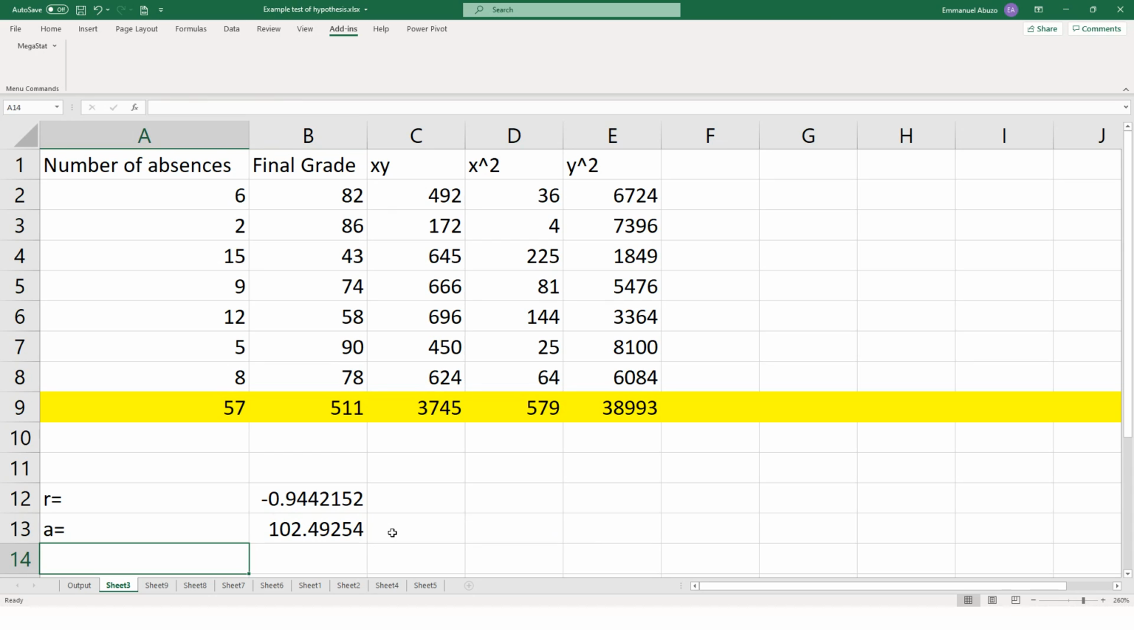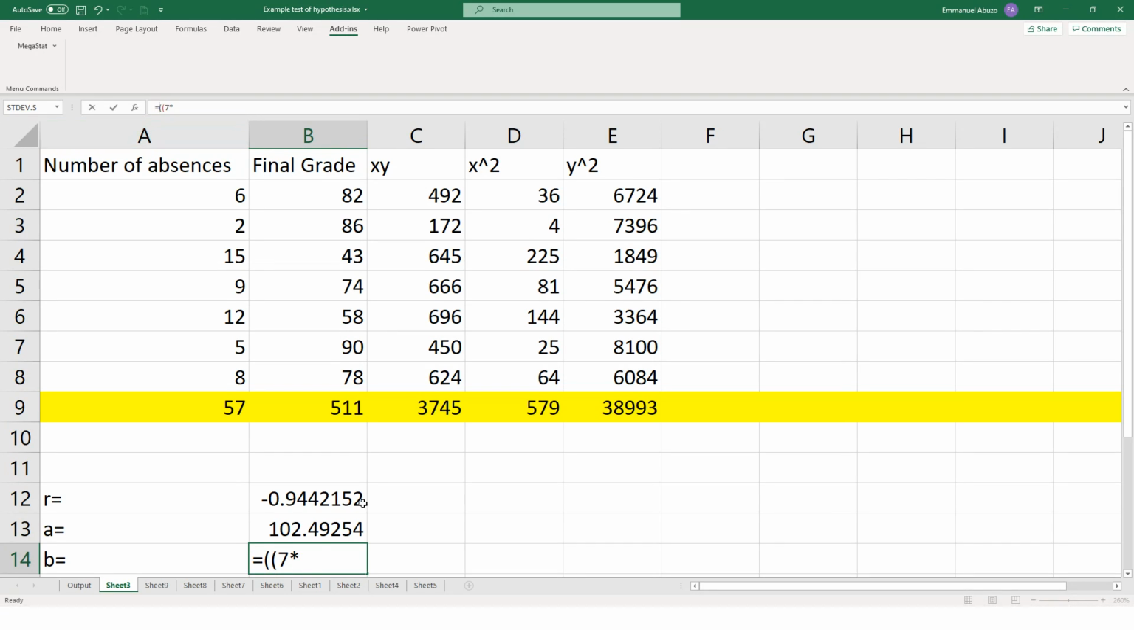So for our A, we have the value of 102.4925. Or we could round this off as 102.493. For our B, we have 2 parentheses, we have our n, which is 7, times the summation of xy. So this is our xy. Oops, I forgot to write the equal sign.